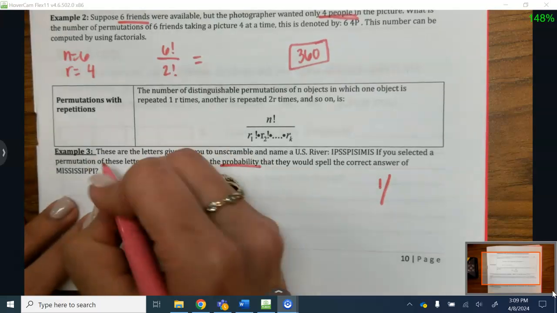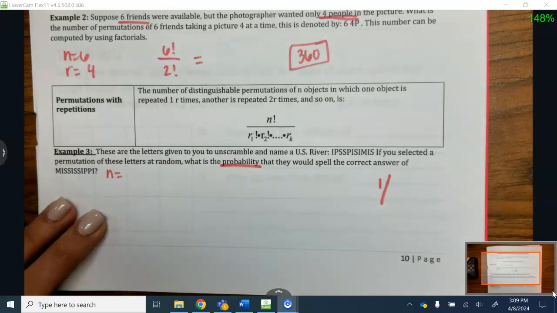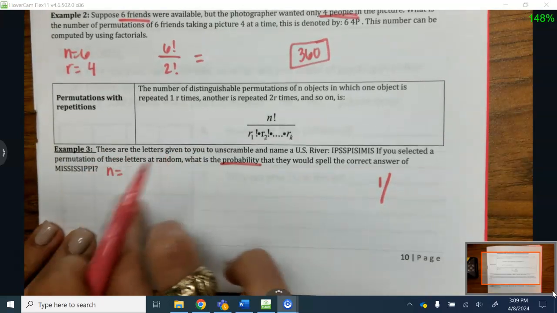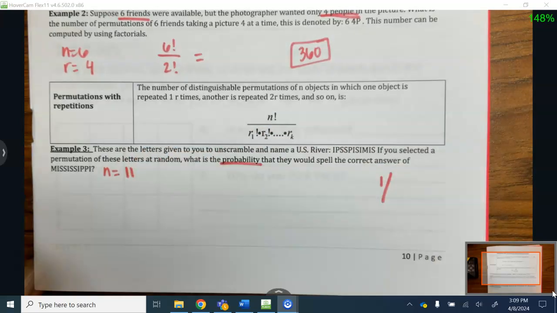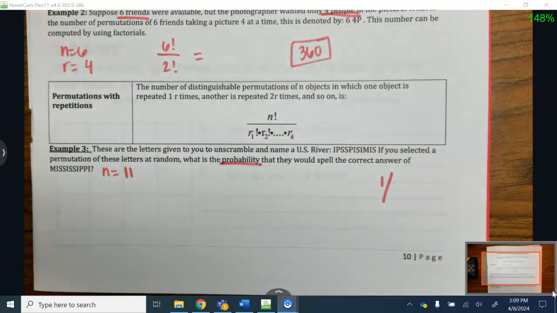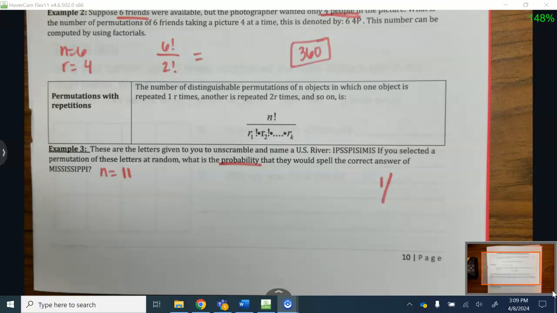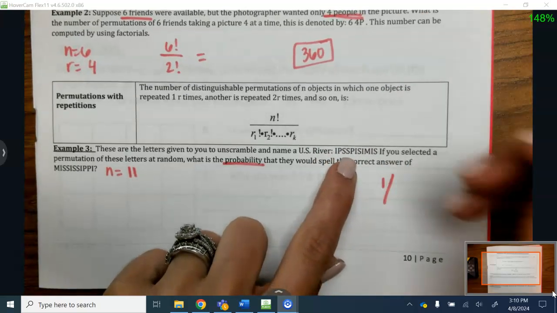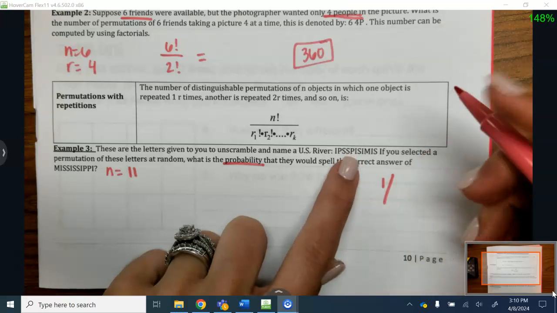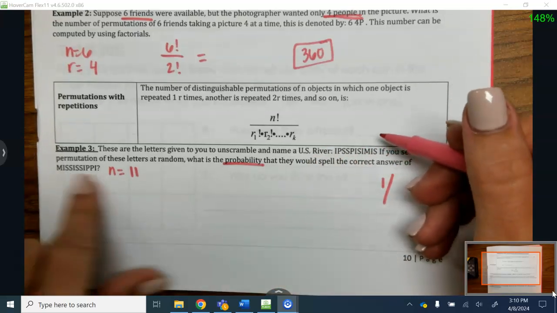So we have to figure out, well, what is n? N is going to be the total letters, because we're trying to unscramble this word. So there's 11 letters in the word Mississippi. We're figuring out how many permutations there are, because the order matters here. The order of a word matters. That's how I know that this is a permutation.